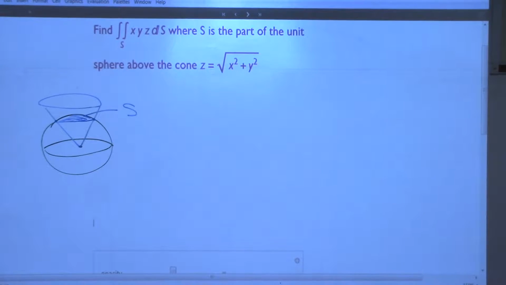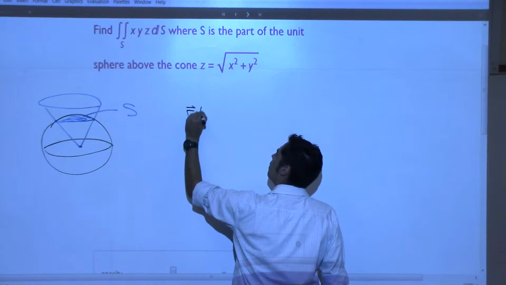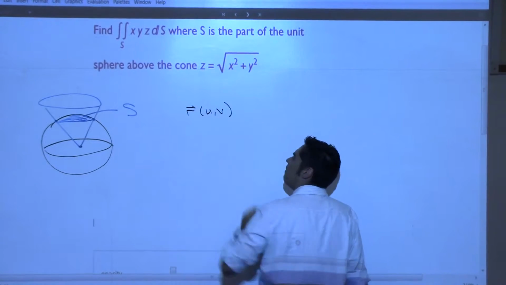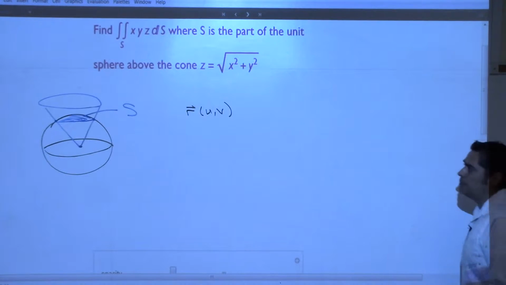So what now? We need to come up with, we actually need to find now some vector function, r of uv, that will draw just that cap for me. Not the whole sphere, just the cap. So how do you want to draw that cap?